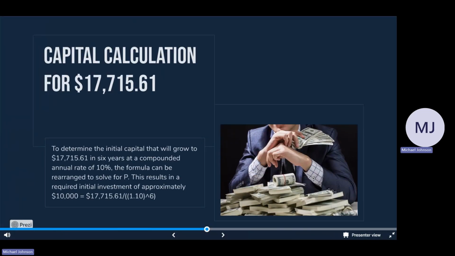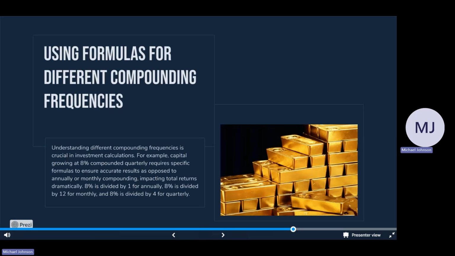To determine the initial capital that will grow to $17,715.61 in 6 years at a compounded annual rate of 10%, the formula can be rearranged to solve for P. This results in a required initial investment of $10,000, which equals $17,715.61 divided by 1.10 to the exponent 6. Compounding frequency is crucial in investment calculations.